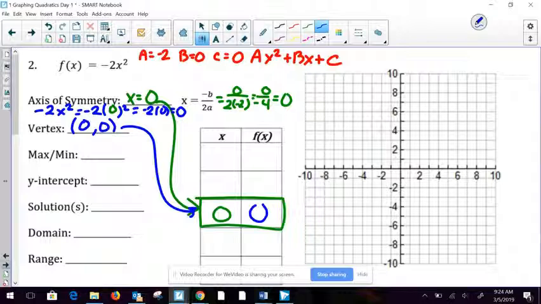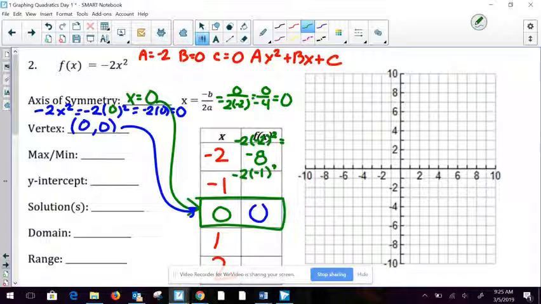Now that I know what my x values are, I have to do the 2 that come before and the 2 that come after. Okay, so now take a moment and substitute these values in for x. So for -2, I'm going to have -2 times -2 squared. Okay, so -2 squared is 4 times -2 is, yes, -8. So now I'm going to do -2 times -1 squared.